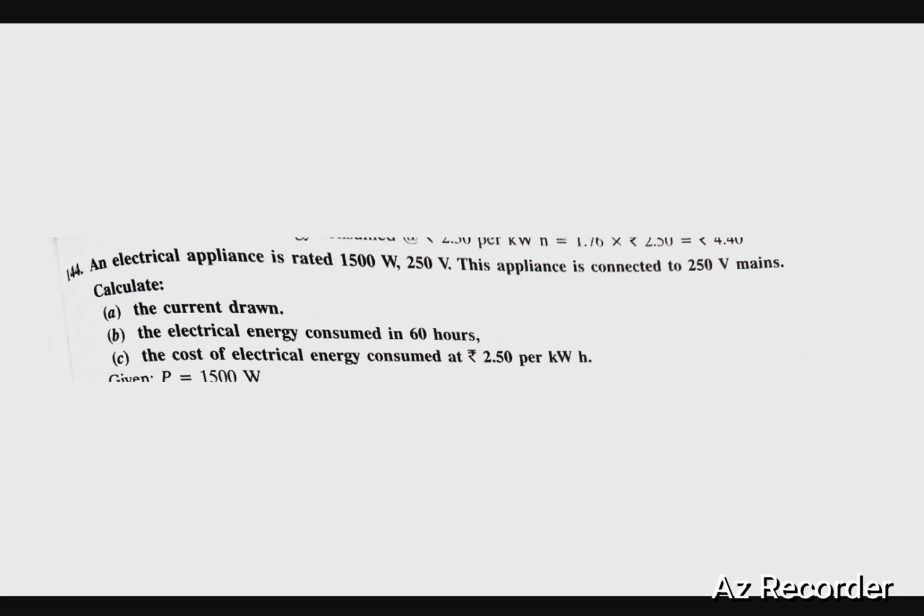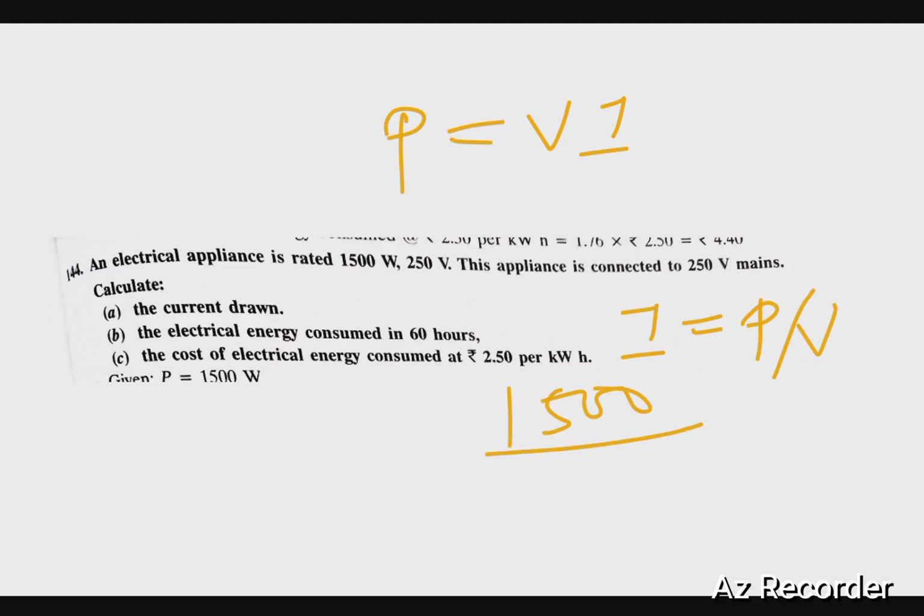The next question: an electrical appliance is rated 1500 watts and 250 volt. If the appliance is connected to 250 volt mains, calculate the current drawn. We know the principal equation that power P is equal to voltage into current. So we can calculate current I is equal to power divided by voltage. So here the power is 1500 divided by the voltage, 250.